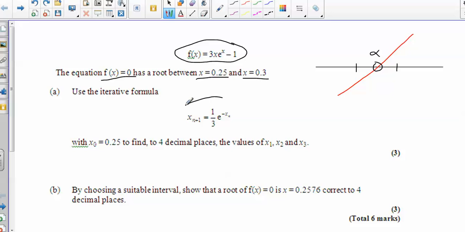And we're told to use this iteration formula. But let's have a look where that iteration formula comes from. So if we write f of x, our function, so 3x e to the x minus 1, and we want to know where that equals 0. So rearranging that, we get x e to the x equals 1 over 3. So x is equal to 1 over 3 e to the x, and we can rewrite that as 1 over 3 e to the minus x.